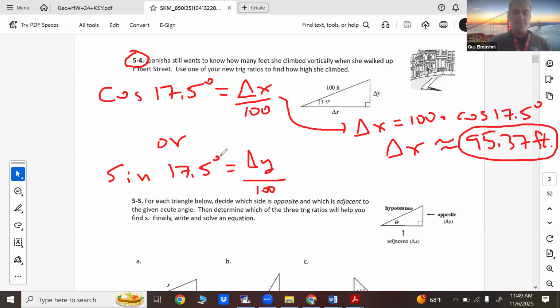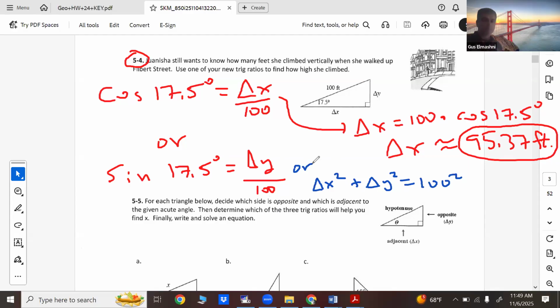So delta x squared plus delta y squared, and then you can solve for delta y, or just do trig again. It's up to you. To get delta y, once you get delta x, you do this if you want, or you do this. I don't really care. It's your choice. But either way will work. Either way will be consistent, just so you know.